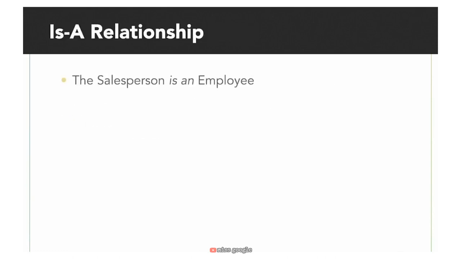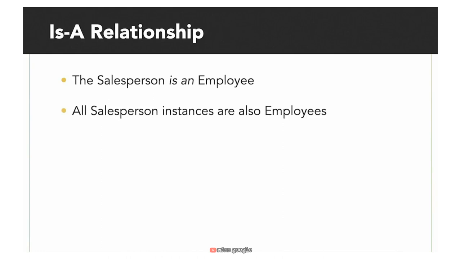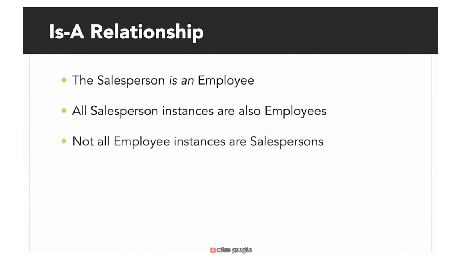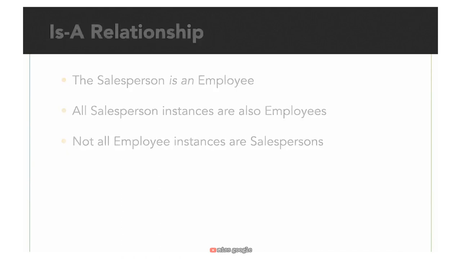We call the relationship between the salesperson and the employee an is-a relationship because the salesperson should have all the functionality that the employee has. However, the reverse is not true. Not all employees are salespersons. This is what makes the employee class the superclass and the salesperson class the subclass.